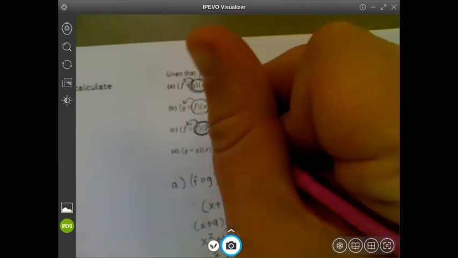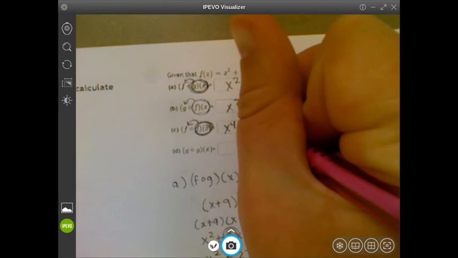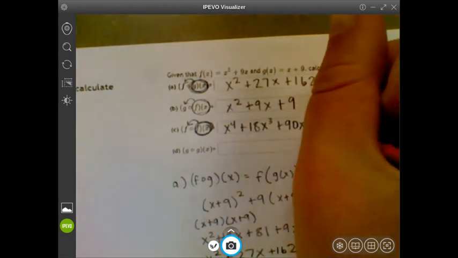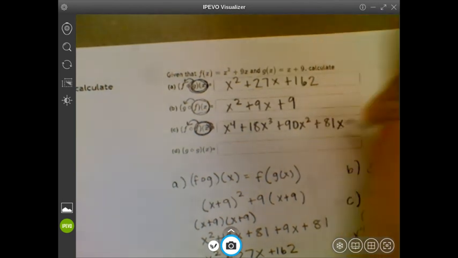All right, so then the answer for this composition would be x to the 4th plus 18x cubed plus 90x squared plus 81x.